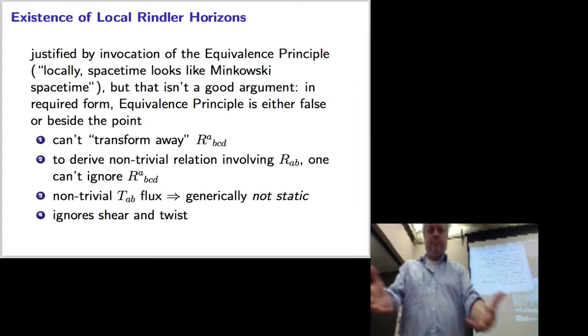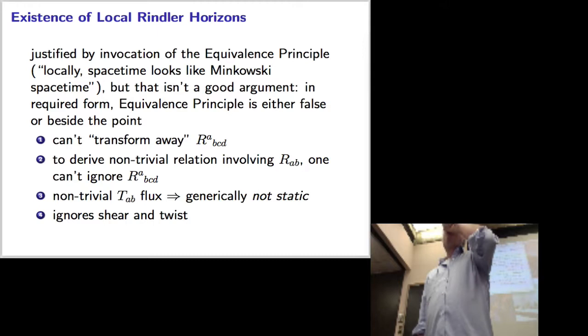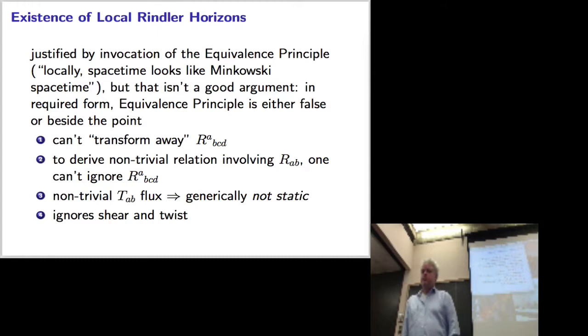So is the concern here not a general one about local Rindler horizons, but one for somebody who's trying to derive general relativity, that they don't have the right to postulate these ahead of time as part of the derivation? That's exactly right, yes.